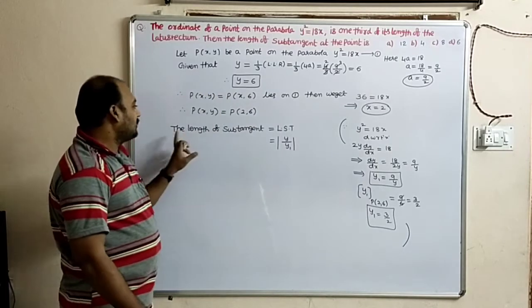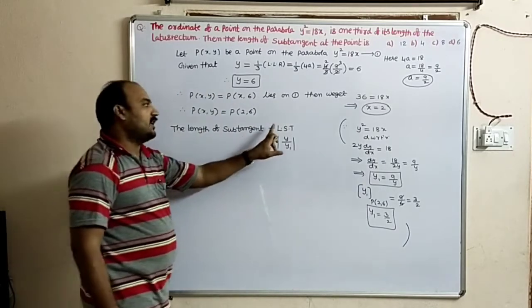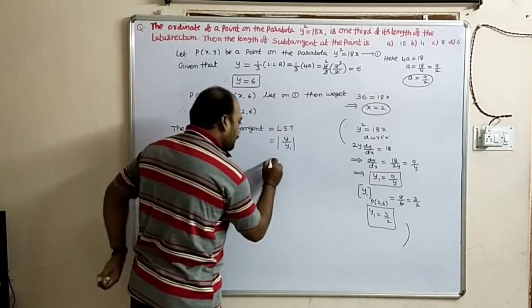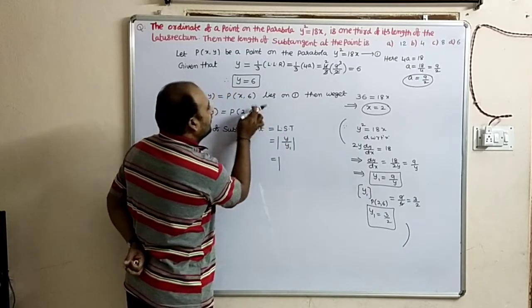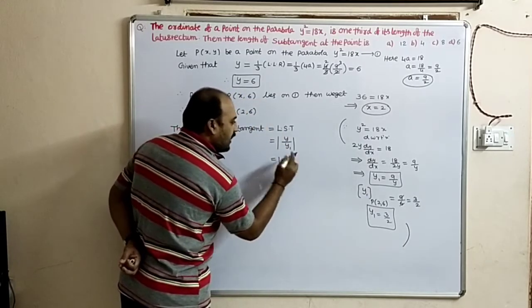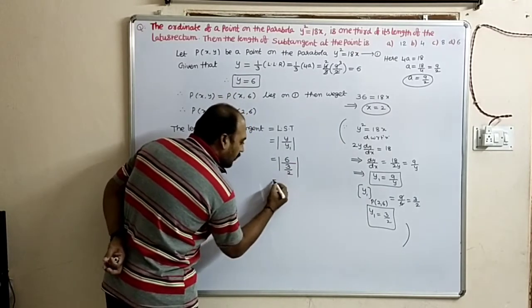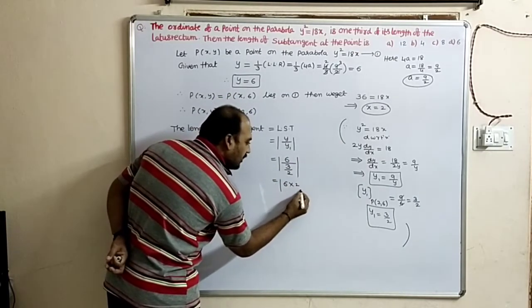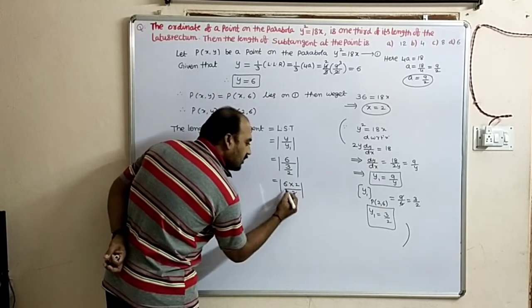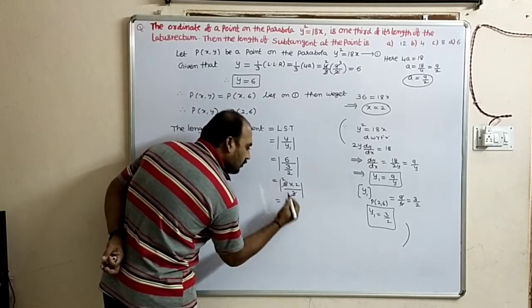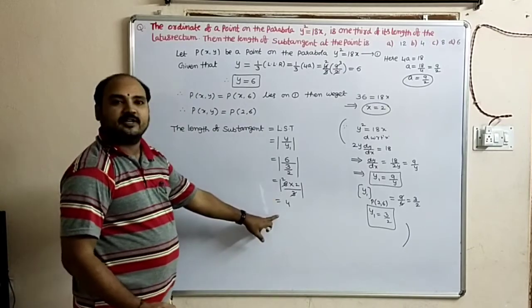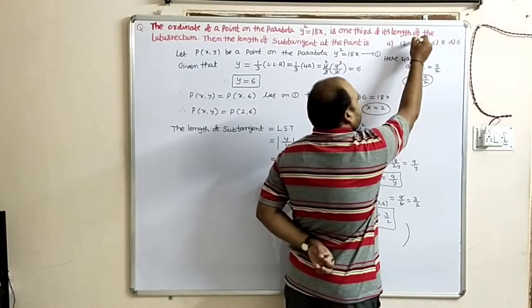Now come to here. Therefore, the length of subtangent LST equals mod y by y1, which is equal to the y value, 6, divided by the y1 value, 3 by 2. Denominator to numerator: 6 into 2 divided by 3, which is 4. Therefore, the length of subtangent is 4, which is there in the second option.